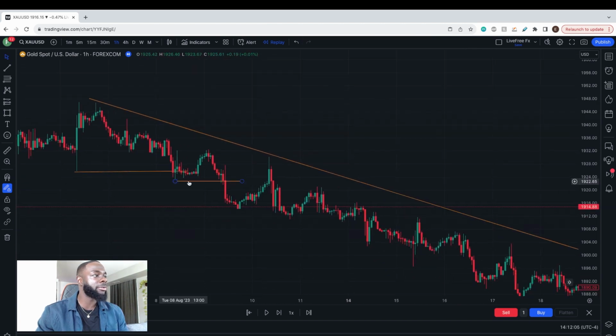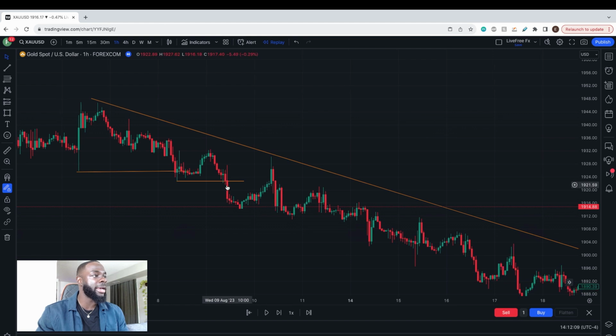So price took out the low right here. We get a candlestick that pulls back, and then ultimately we get the big breakthrough. Sometimes you get a bigger pullback, sometimes you get a smaller pullback, but ultimately it all depends on how significant that low might be. And what we see here is simply the same thing.